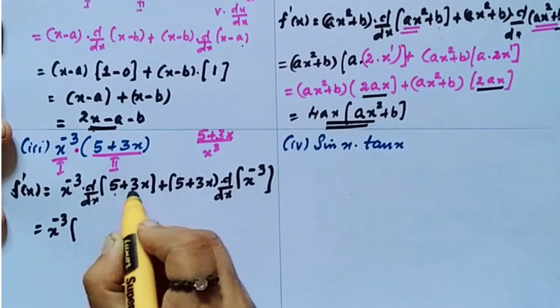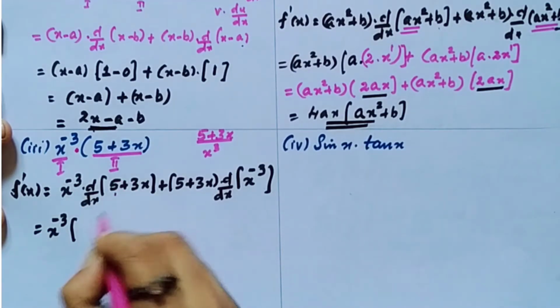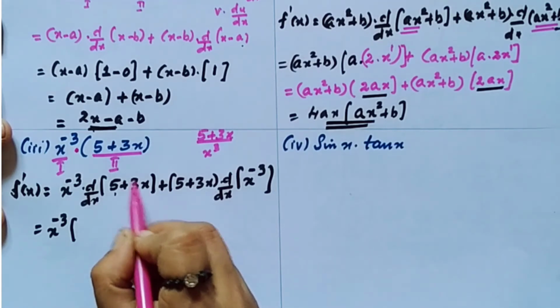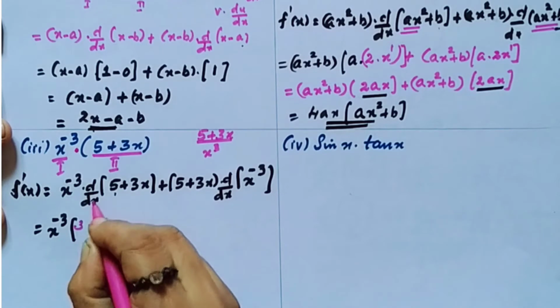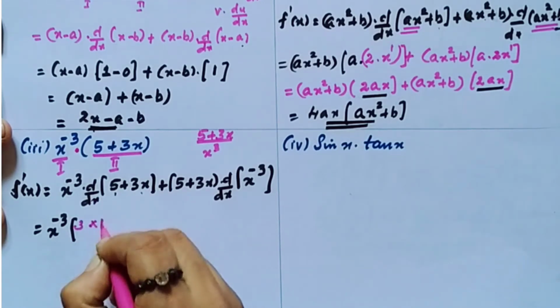x raised to minus 3 into what is the derivative of 5 plus 3x? The derivative of 5 is 0 since it is a constant, no need to write that. For the derivative of 3x, 3 is a constant that you can take outside of the derivative. What is the derivative of x? A linear function. The derivative of x is 1.